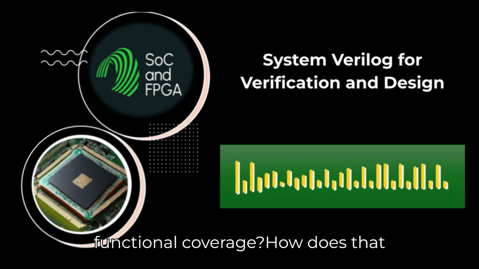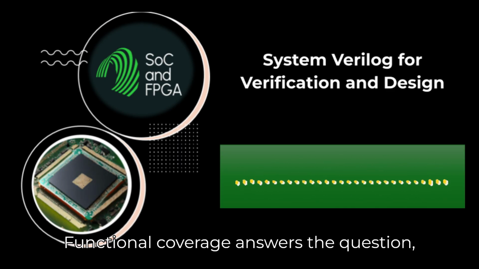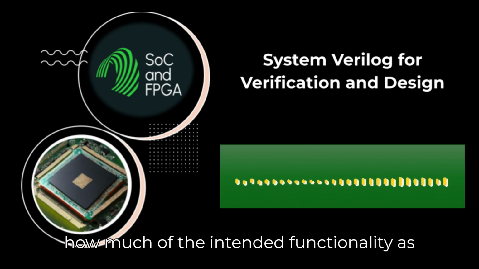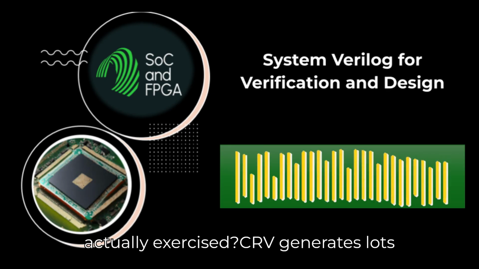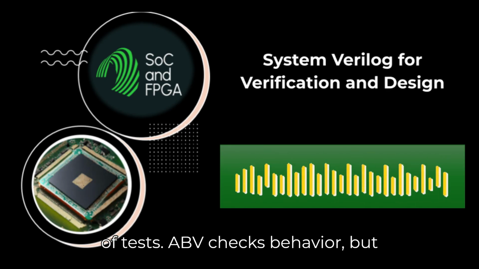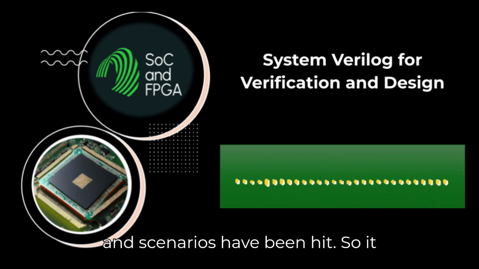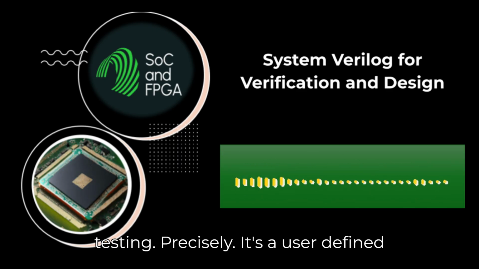Now, what about functional coverage? How does that complement CRV and ABV? Functional coverage answers the question: how much of the intended functionality, as described in the test plan, have we actually exercised? CRV generates lots of tests, ABV checks behavior, but coverage tells you what specific features and scenarios have been hit. So it measures the thoroughness of your random testing. Precisely. It's a user-defined metric.